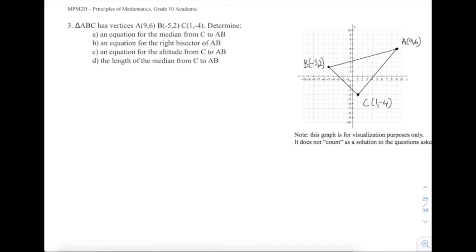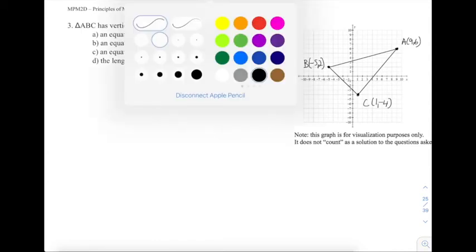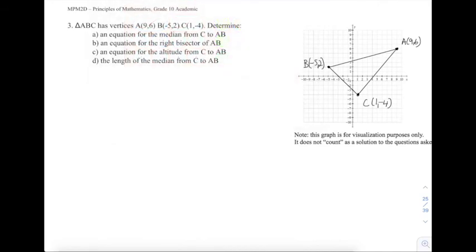Okay, there we go. So all of these are from C, which is kind of nice. Okay, so we want the median. I'll do the median in red. So the median from C to AB. The first thing I need in a median is the midpoint of AB. I'm going to call it M. So the midpoint of AB is (2, 4).